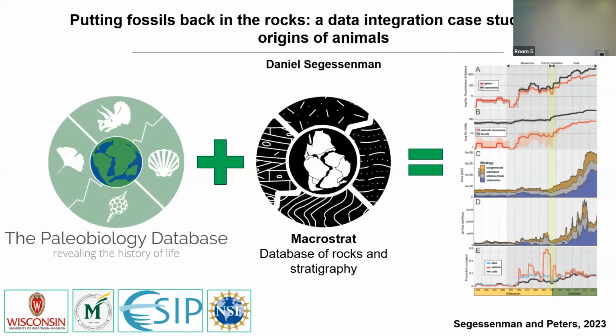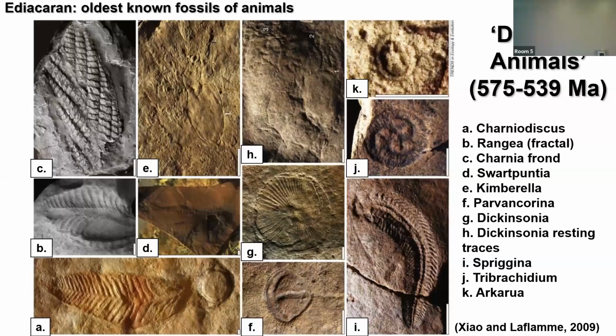The name of the game for me is to stay on topic because I get really excited about the process. That's not what we're going to hear about. But I am going to describe this data integration case study, as I'm really interested in the origins of animals. The fossils you're looking at on the screen are some of the oldest known animal fossils in the world, some 575 million years old. And we don't know why they show up then. The Earth is supposed to be 4.54 billion years old, and it's only 570 million years ago we get these guys.